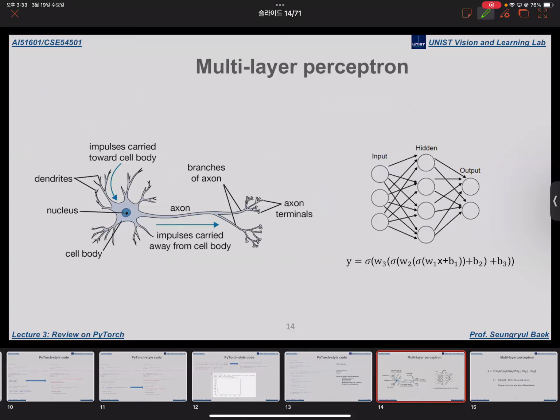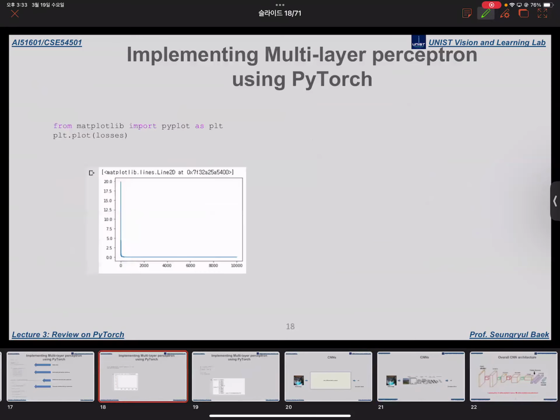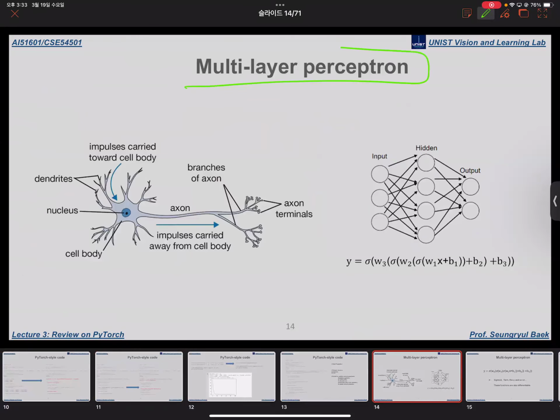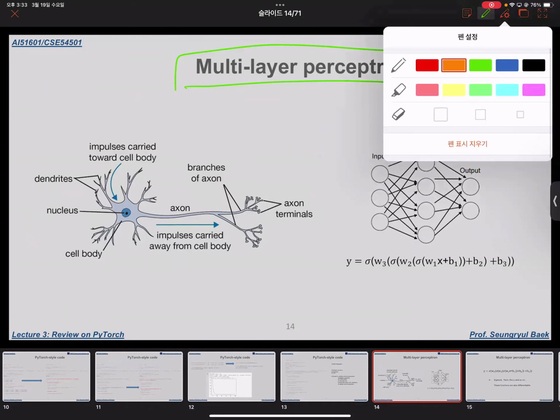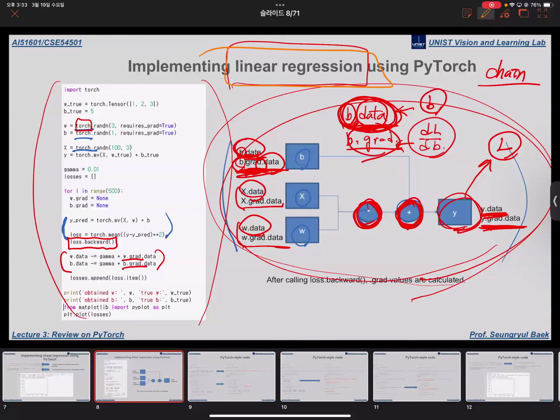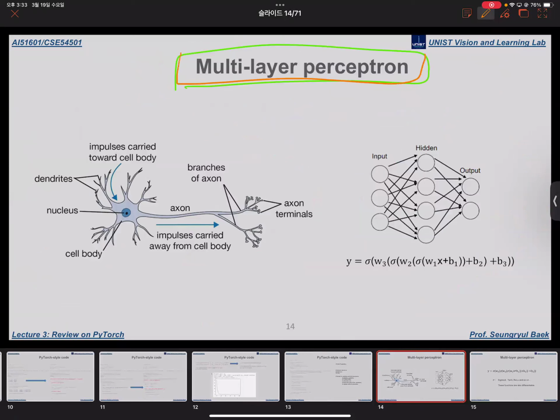Okay. So, I will briefly also introduce this multi-layer perceptron. As I mentioned, this linear regression is the simplest form of the regressor. But if you stack a few more linear regressors with activation layers, then that becomes the multi-layer perceptron.